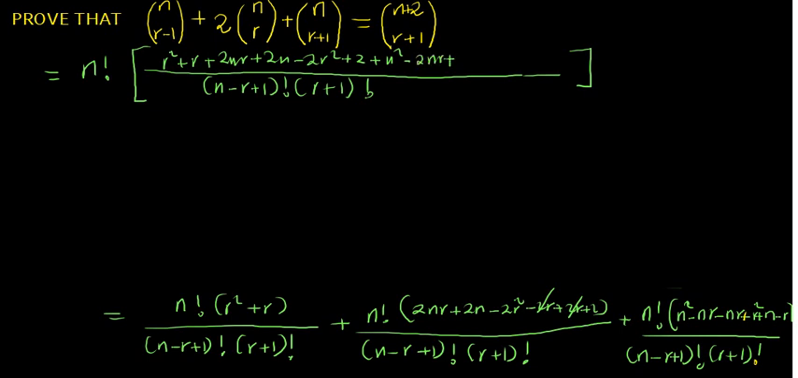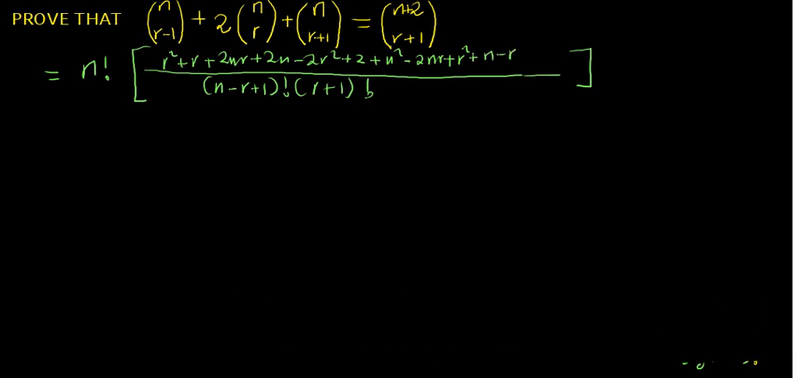And then we've got positive r squared, then you've got positive n and negative r. All right, so now this will give us n factorial, and then inside, if we add r squared and this positive r squared, that will give us positive 2r squared, which will cancel out with this negative 2r squared. And then we have got positive r, we have got negative r, which will cancel out. Positive 2nr, negative 2nr will cancel out. Okay, so those are the ones which are going to go.